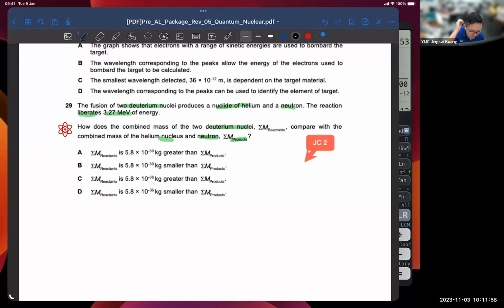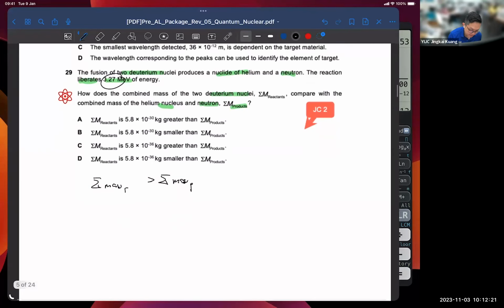I know for sure that because this is a release of energy, the mass of the reactants has to be larger than the mass of the products. How much bigger depends on how much energy. Remember to convert this energy into mass, using the famous equation E equals delta m c squared. Make sure this one is in SI units. This one is in joules, this one is in kg. Very important, so do the conversion.